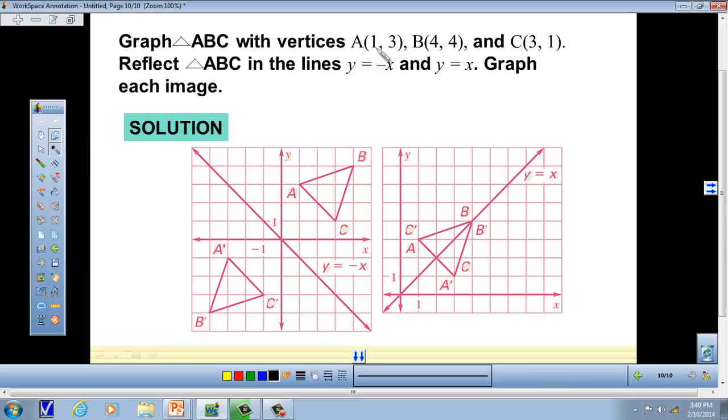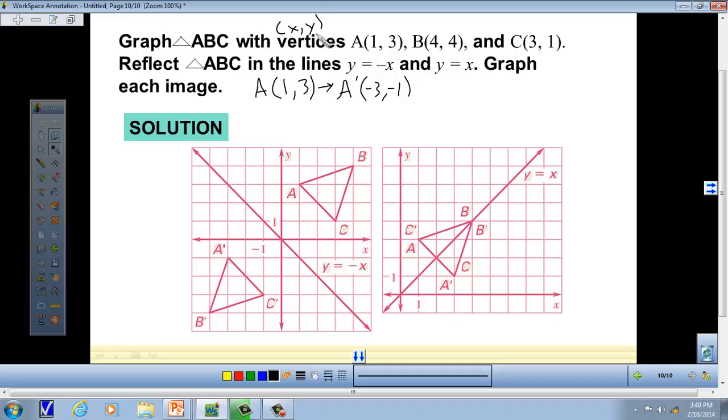So for the line y equals negative x, we would have A, 1, 3, becomes A prime, and it's negative 3, negative 1. So here's 1, 3, and here is negative 3, negative 1. Because remember, again, in this case, it's x comma y becomes negative y, negative x.